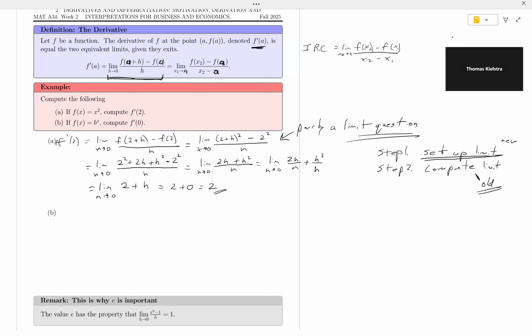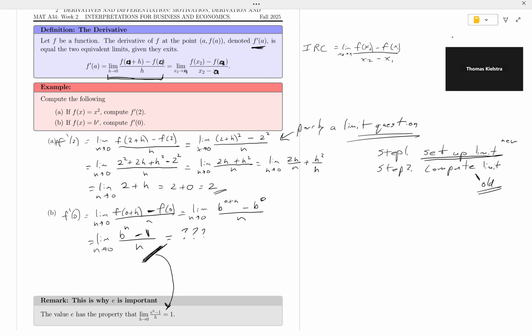Now, our second limit: the derivative of f of x equals b to the x at 0. f prime of 0 equals the limit as h approaches 0 of f of 0 plus h minus f of 0 all over h, which equals the limit as h approaches 0 of b to the 0 plus h minus b to the 0 all over h. Now this equals the limit as h approaches 0 of b to the h minus 1, because b to the 0 is just 1, all over h. Now, we don't know what this is in general. In fact, this is a really annoying limit in general.